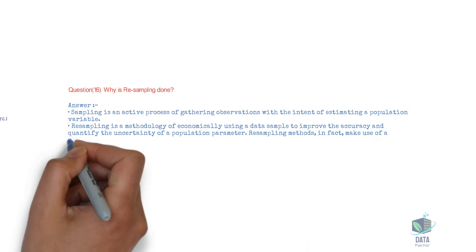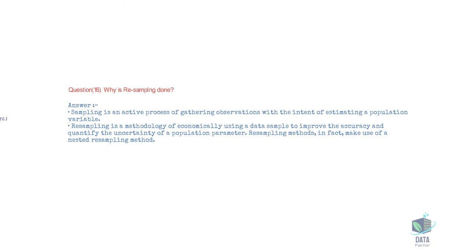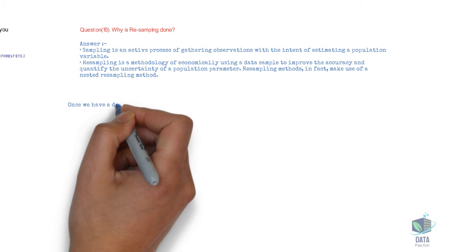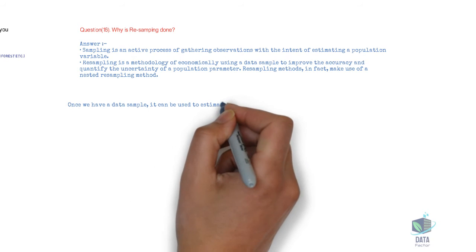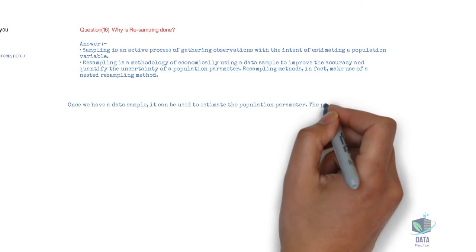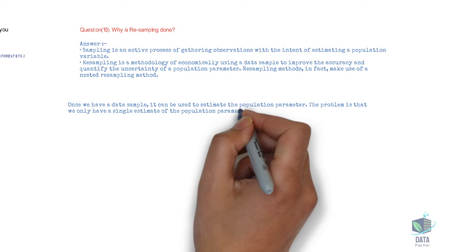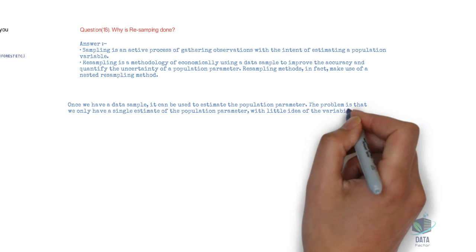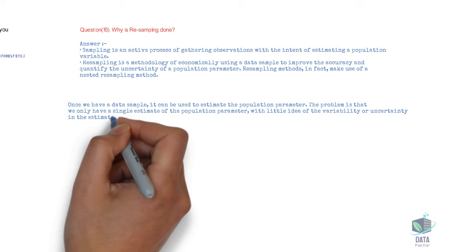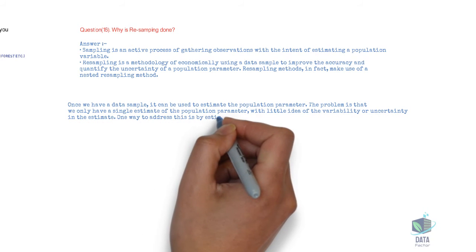Once we have a data sample, it can be used to estimate the population parameter. The problem is that we only have a single estimate of the population parameter, with little idea of the variability or uncertainty in the estimate. One way to address this is by estimating the population parameter multiple times from our data sample.